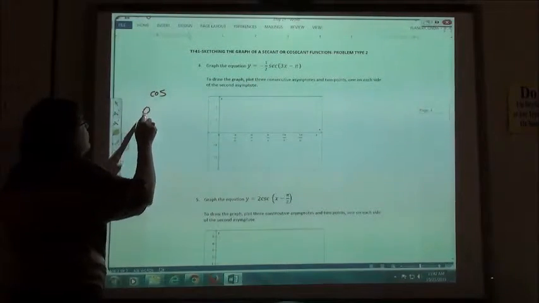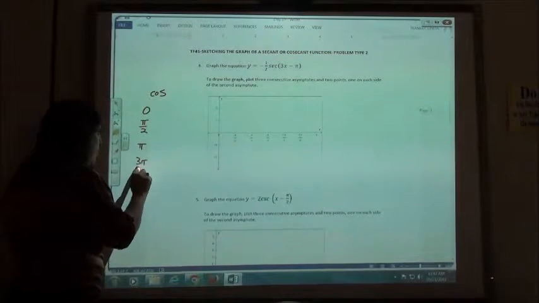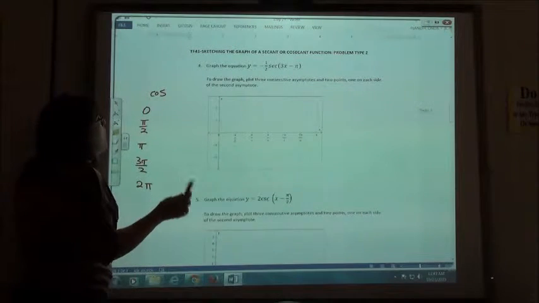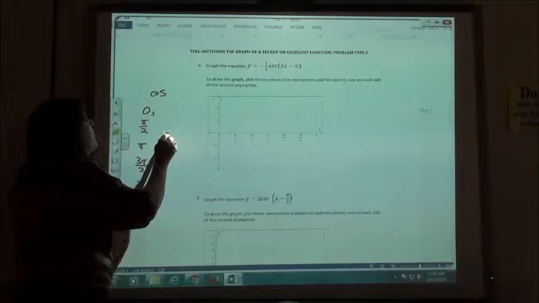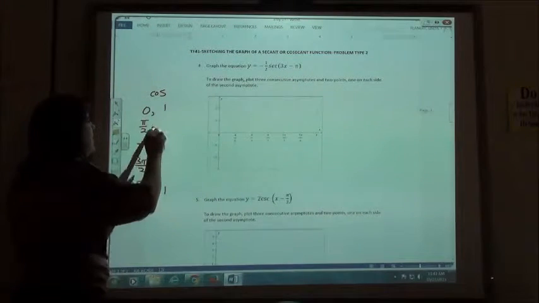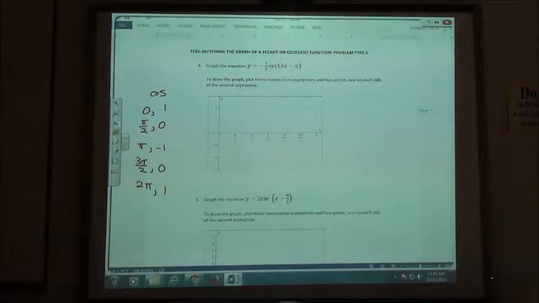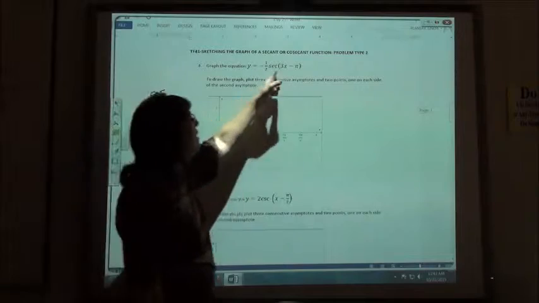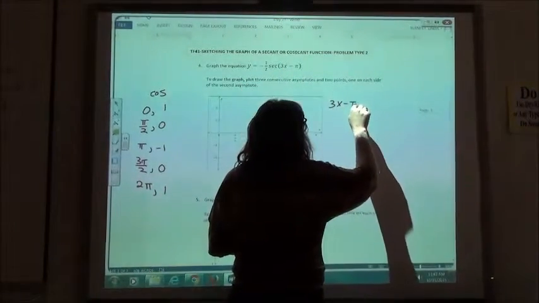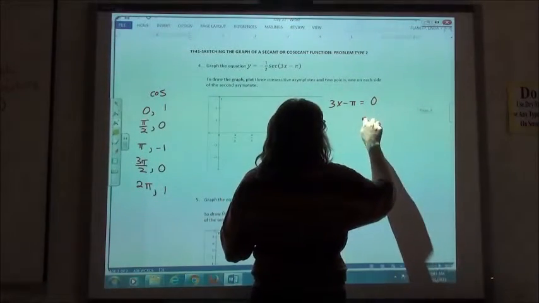So we have 0, pi over 2, pi, 3 pi over 2, and 2 pi for our normal starting values. For our cosine curve, we normally start up at 1, end at 1, have negative 1 in the middle, and our zeros are between those two things. So we want to take here the 3x minus pi and set it equal to each of these values. So I'm going to set it equal to 0.